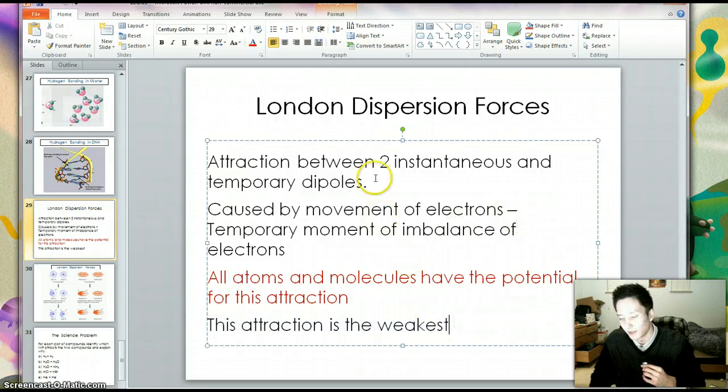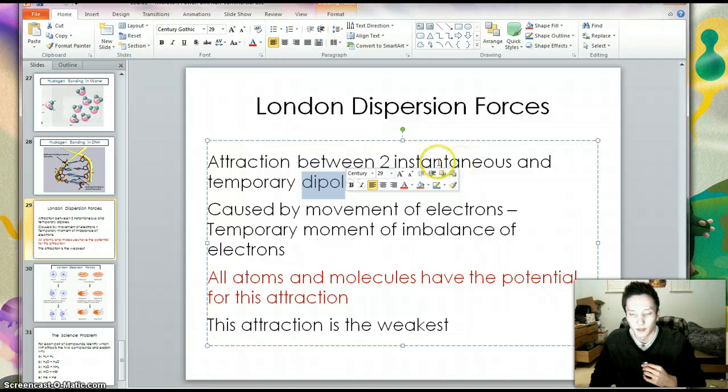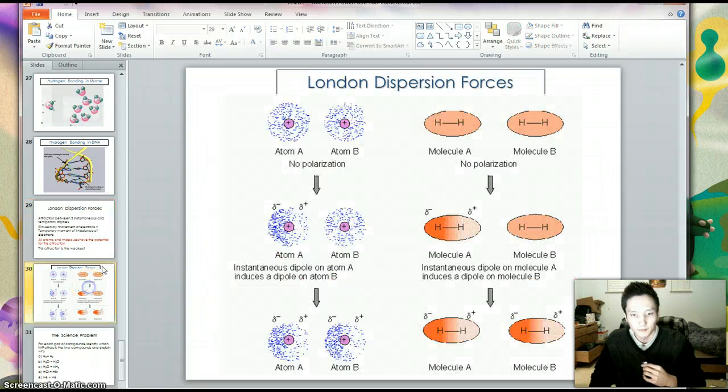Okay. Now they're caused by instantaneous or temporary dipoles. And we'll talk about what that means. But think about what dipole means. You know what these are. They're caused by instantaneous or temporary dipoles. Okay. And how do we get these? It's caused by the movement of electrons. Okay. Temporary movement of electrons. We'll talk about why. So here we have some atoms.